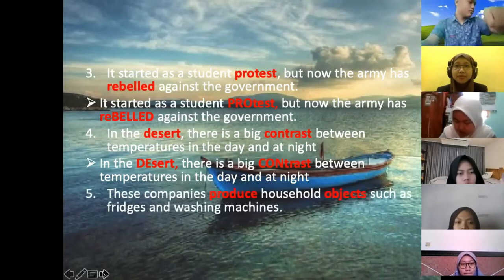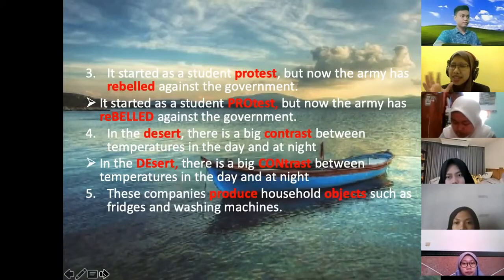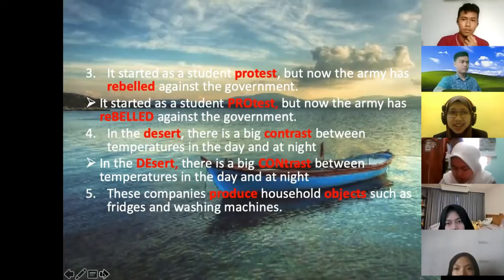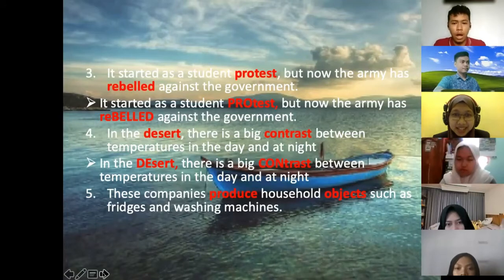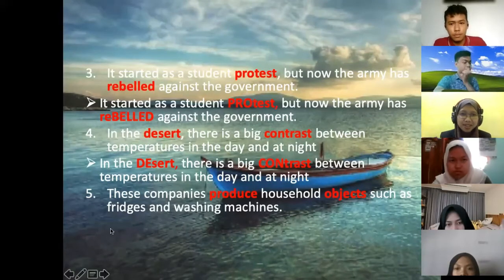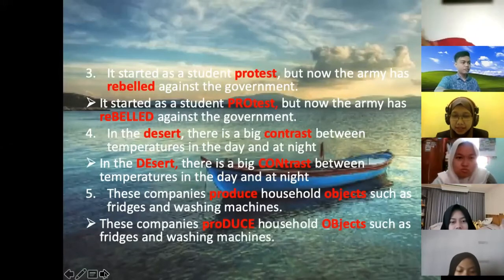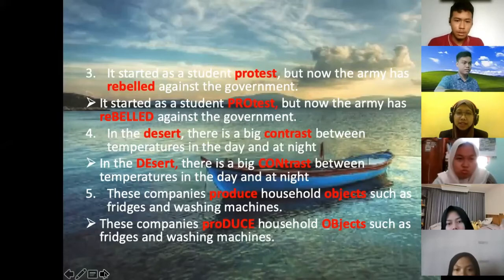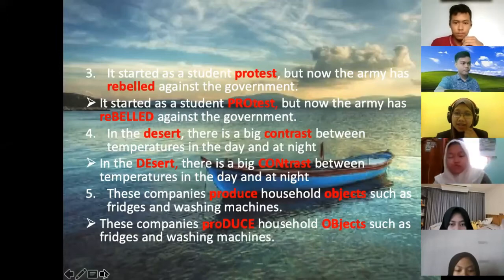One last one. Any one of you? Yes, Me, please. Raise your hand. Me siapa? Di Zoom tidak terlihat soalnya. Okay. Ilvan Aditya, raise hand. Yes, Ilvan, go on. These companies produce household objects such as fridges and washing machines. Okay, good. Bagus ini sudah. These companies produce, karena itu verb ya, jadi second syllable, produce household objects such as fridge and washing machines. Okay, thank you. Well, next, thank you everyone.